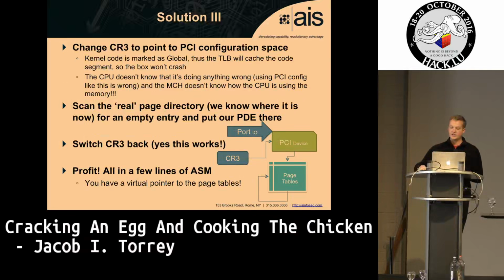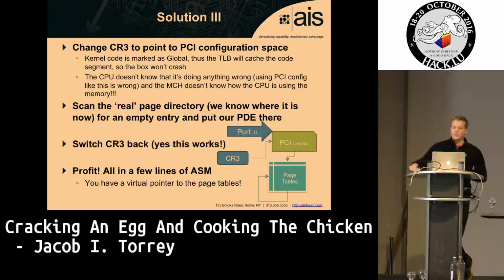And we get this really nice recursive memory. So we're going to change CR3 to point, which is actually tricking the CPU into using device memory as its page tables, which should not happen. But thanks to PCI Express, that can happen. It won't trash the TLB because the kernel code is marked as global. The CPU doesn't realize it's doing anything wrong because it's just asking for memory from the MCH, and the MCH doesn't know why you're using that memory.